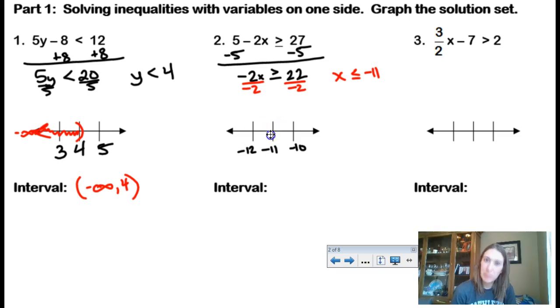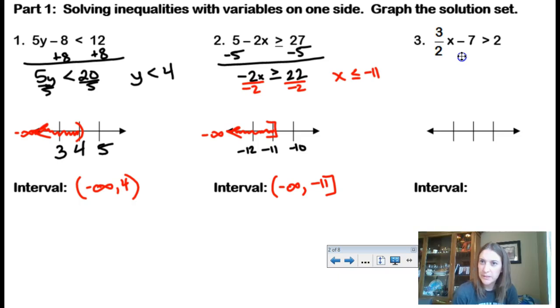Everything, remember we flipped it now, it's less than negative 11, so going this way. And then because it does have an equal to bar, we've got to put a bracket. So intervals are always from left to right. So down here, the interval starts at negative infinity, then continues until negative 11 with a bracket.